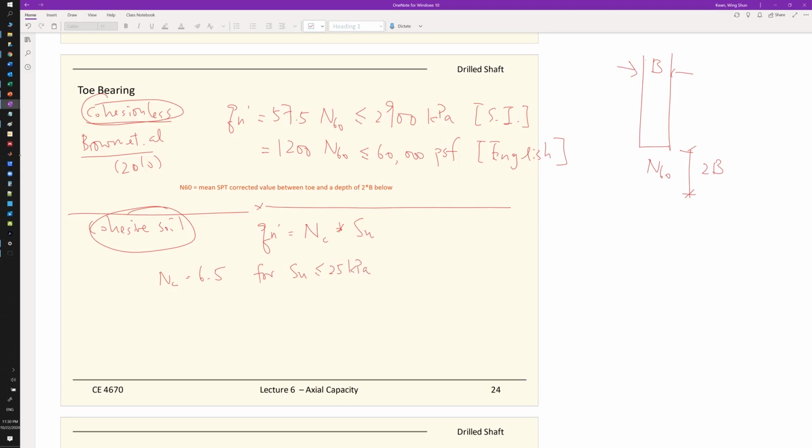This is super soft, so your N sub C is low. N sub C will equal 8 for S sub U in the range between 25 and 50. And N sub C will be equal to 9, the typical value, if the undrained shear strength of the soil or the clay is greater than 100 kilopascal. And for a shallower, shorter drilled shaft, if the depth normalized by the width of the deep foundation is less than 3, and you have soft soils, less than 50 kilopascal.